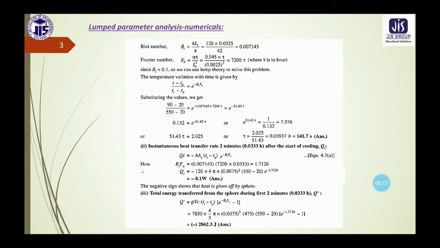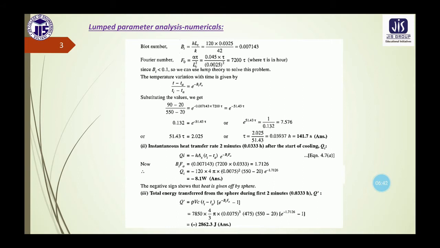Now if we put all these values that are given in the question in the lumped parameter analysis equation, then ultimately after 2 or 3 steps we get the value of tau as 0.03937 hour. If we convert this into seconds, we get the time as 141.7 seconds. So this is the answer of the first part of this numerical.